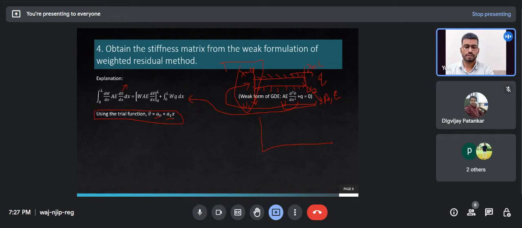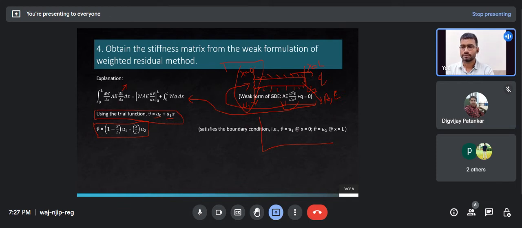So once you substitute these boundary conditions, you will get the values of a0 and a1, right? And after substituting the values of a0 and a1, this is how the trial function will look: 1 minus x by L into u1 plus x by L into u2, right? I have done nothing else, I have just substituted the boundary conditions, that at x is equal to 0 it will be u1, and at x is equal to L it will be u2. So this is how we can write the trial functions.